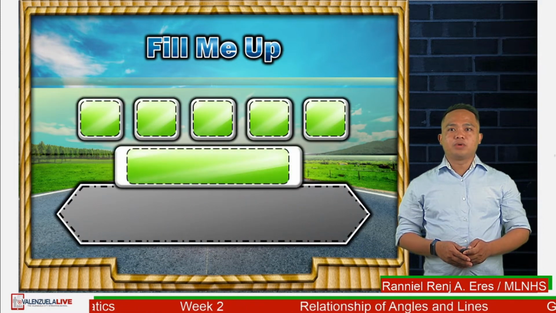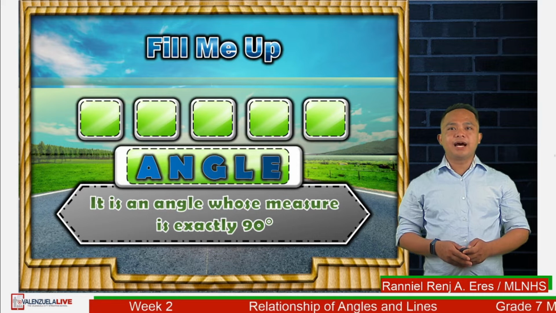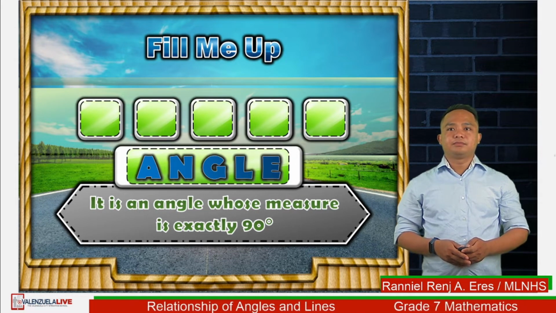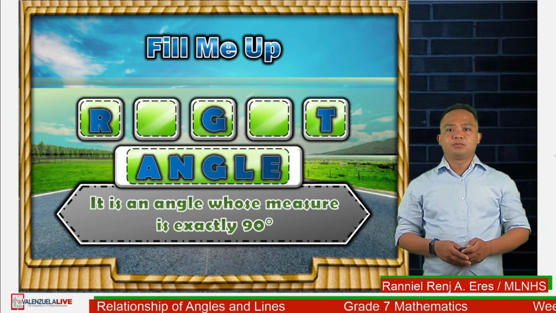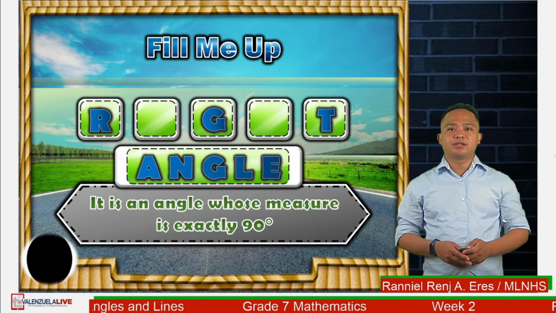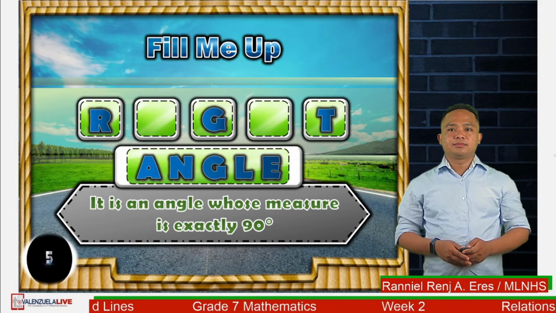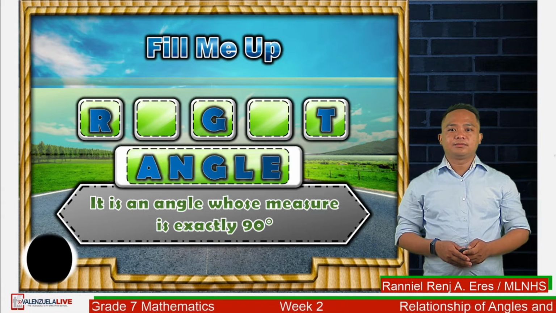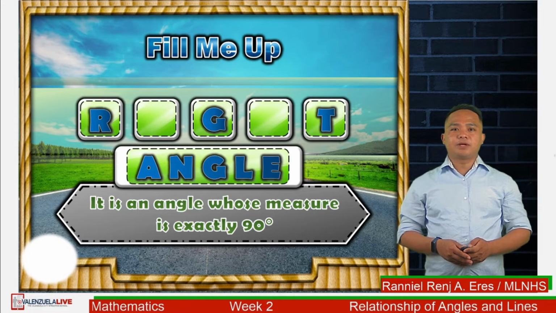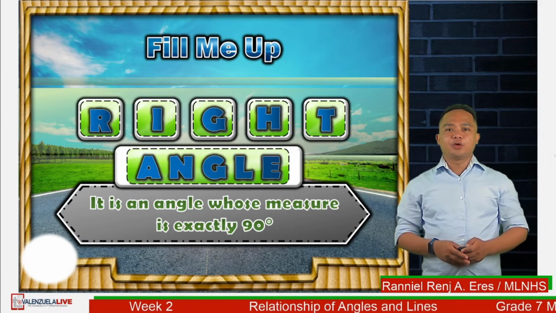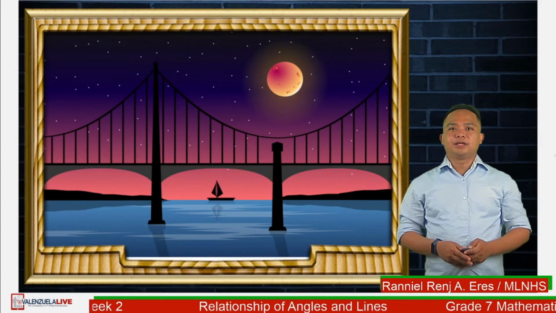Now, this is the last example for today. How about this one? It is an angle whose measure is exactly 90 degrees. What angle is being described? Your 5 seconds starts now. Okay, time's up. So if you answer right angle, you're correct.